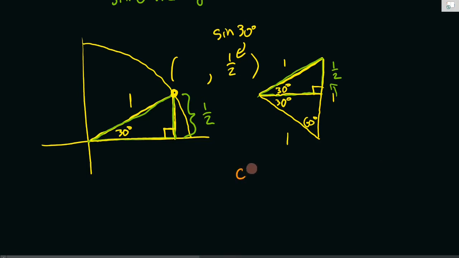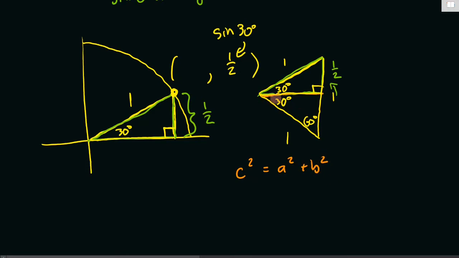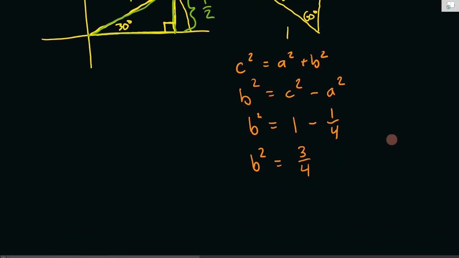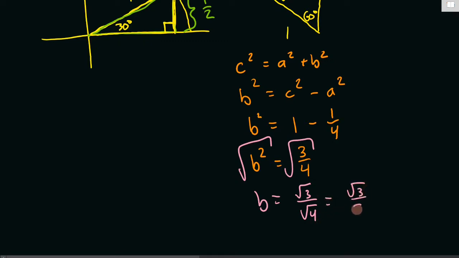So we know that c squared equals a squared plus b squared. We're trying to solve for an adjacent side. So b squared is c squared minus a squared. Now, our hypotenuse is 1. So 1 squared is 1, minus a half squared is a quarter. So b squared is 1 minus a quarter, which is 3/4. And so what we need to do is square root both sides. And we get b is root 3 over root 4, which is root 3 over 2.